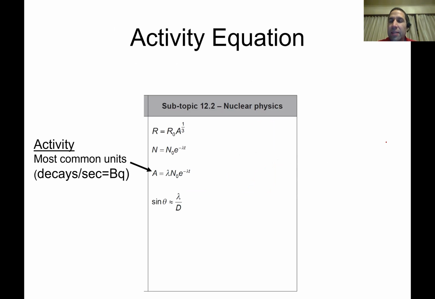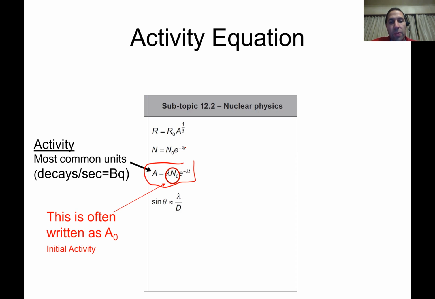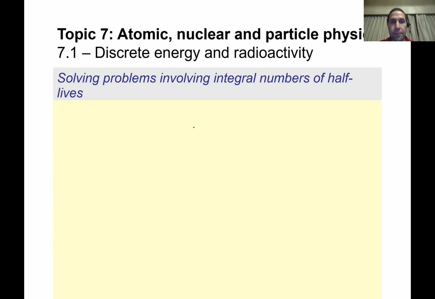What is this lambda N sub 0? Really, I would say that is more commonly known as the initial activity. For whatever problem statement you have, you might get the initial activity for the substance. And so you can replace lambda N sub 0 with A sub 0 if you're presented with that type of problem. Notice that it's very synonymous. This equation is pretty much the exact same as this equation, except you're substituting activity for number of nuclides, and we already talked about those two being proportional to each other.